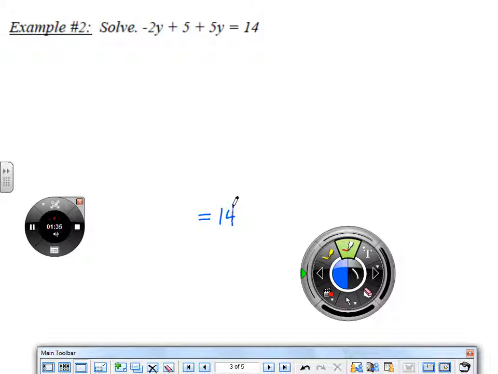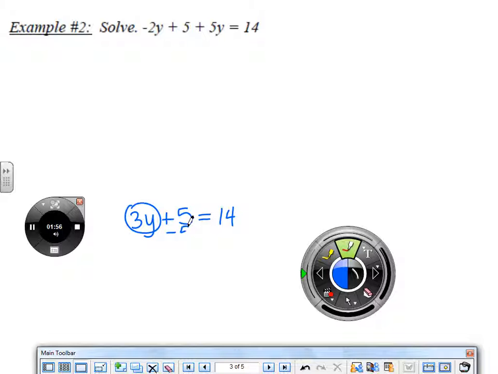What needs to be done on the left side before I start solving? Collect like terms. So the negative 2y and the positive 5y would be like terms, and they would create 3y. So 3y plus a constant of 5 equals 14. Good. Now I'm looking to solve for y.